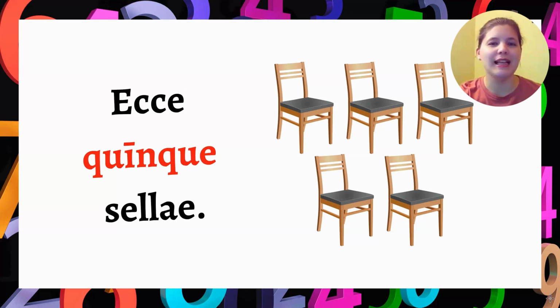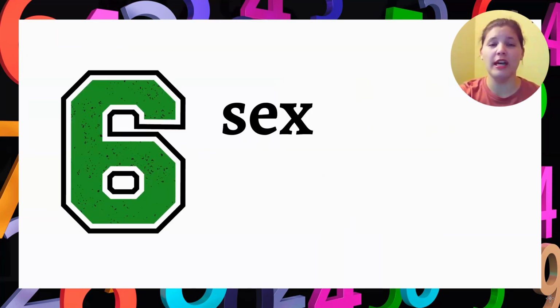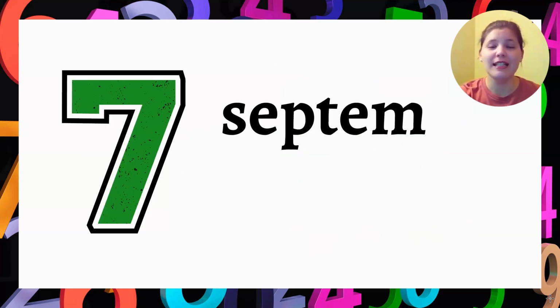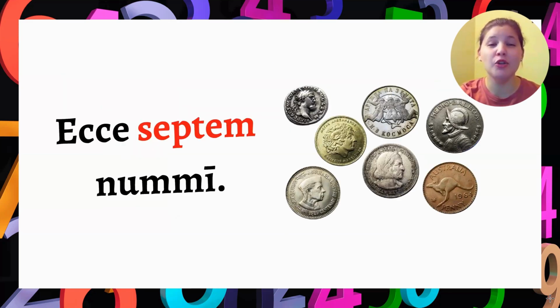Next up is quinque, the number 5. Ecce quinque cellae. And if we add una cella, so if we add 1 more chair, we're going to get sex. So ecce sex cellae. And now there's 6 of them. 7 is septem. And we can say ecce septem nummi. So we have unus, duo, tres, quatuor, quinque, sex, septem nummi, or coins.